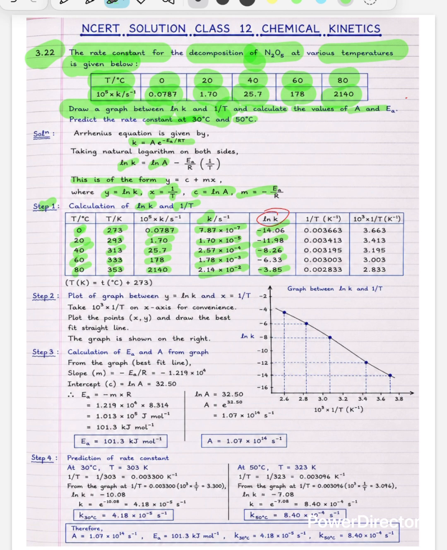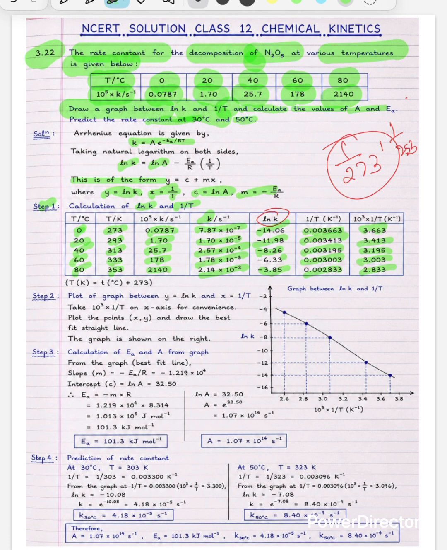Now calculate 1 by T. Basically we do 1 by 273 for the first condition, then 1 by 293, and when we solve it we get the values of 1 by T. We convert it into 10 raised to power 3, so this is basically 3.63, 3.1, 3.0 and so on. So just plot the graph. On the y-axis we plot ln of K, and on the x-axis we place 1 by T, with values like 2.6 into 10 raised to power 3, 2.8, and so on shown here.